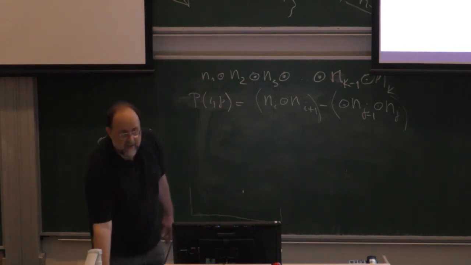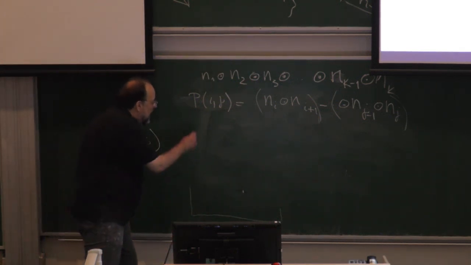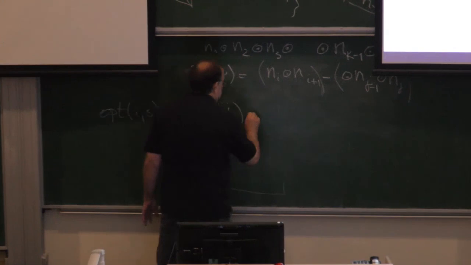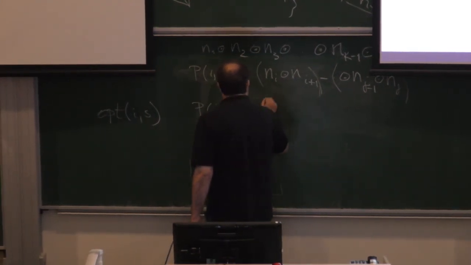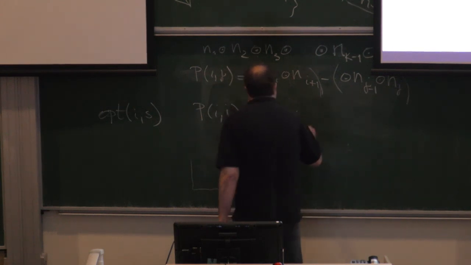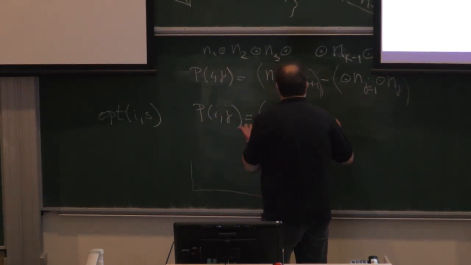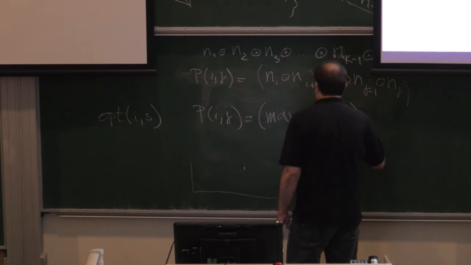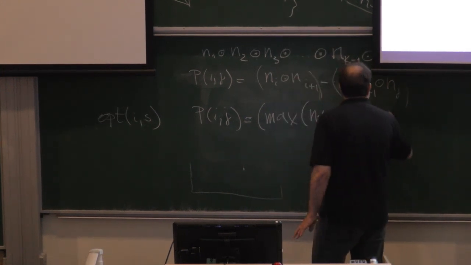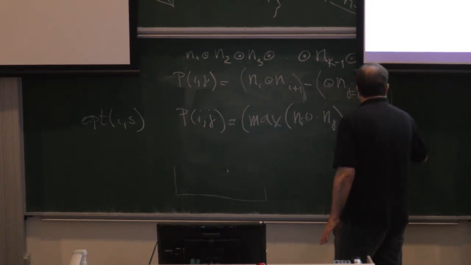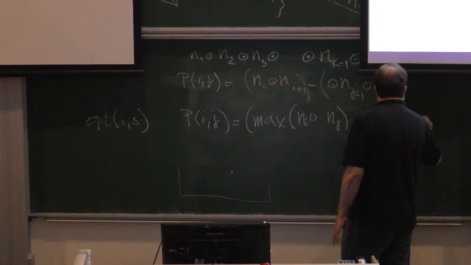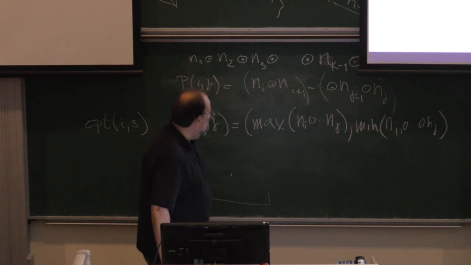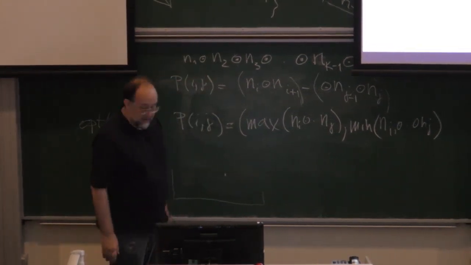So what will be then the subproblems? Pij will be finding what? Pij will be the optimal placement of brackets to get max of this, right, and also min of that, from Ni up to Nj, right? Because now the recursion is trivial, depending on what the operation is.